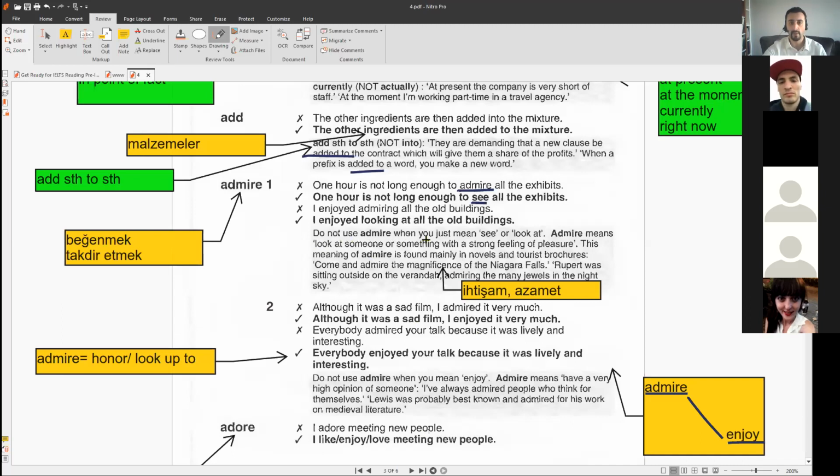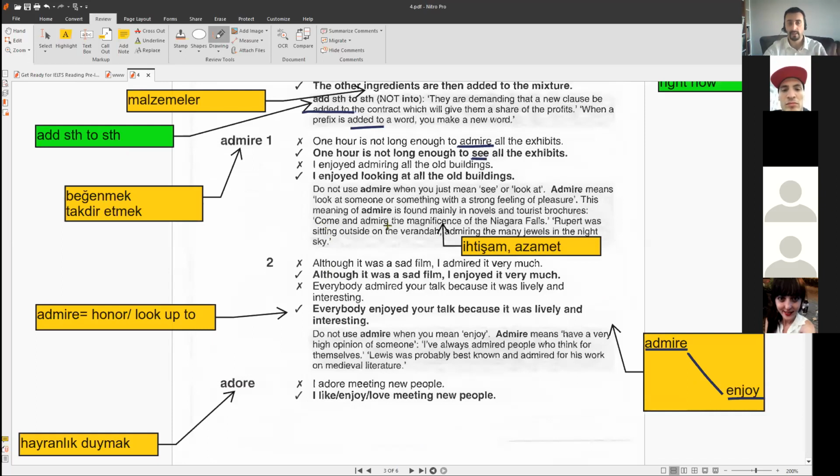Do not use admire when you just mean see or look. See, look, normal things, normal situations. Admire means look at someone or something with a strong feeling of pleasure. Wow, amazing. This meaning of admire is found mainly in novels and tourist brochures. Come and admire. This is the example. For example, in tourist brochures, we have text like this: "Come and admire the magnificence of the Niagara Falls." Magnificence means ihtişam or azamet.